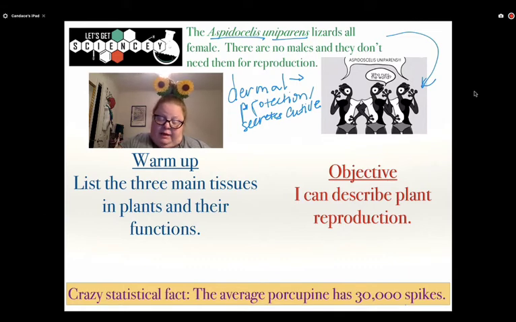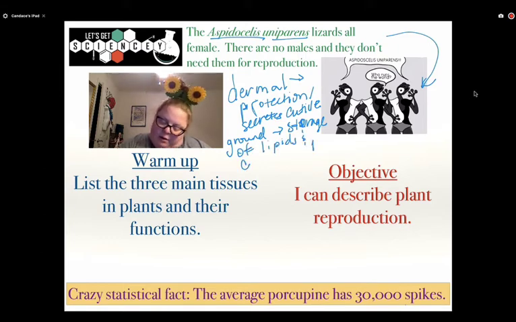Working from the outside in, inside the dermal directly is ground tissue. And ground tissue is going to be used for storage of all kinds of things, including lipids and carbs.